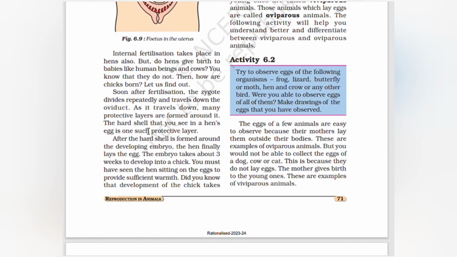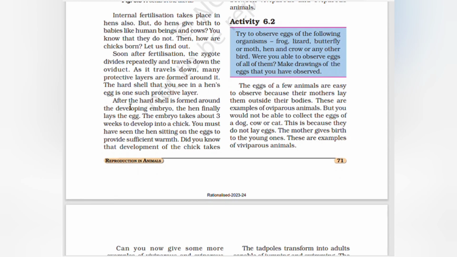Let us find out. Soon after fertilization, the zygote divides repeatedly and travels down the oviduct. As it travels down, many protective layers are formed around it. The hard shell that you can see in the hen's egg is one such protective layer. After the hard shell is formed around the developing embryo, the hen finally lays the egg. The embryo takes about 3 weeks to develop into a chick.